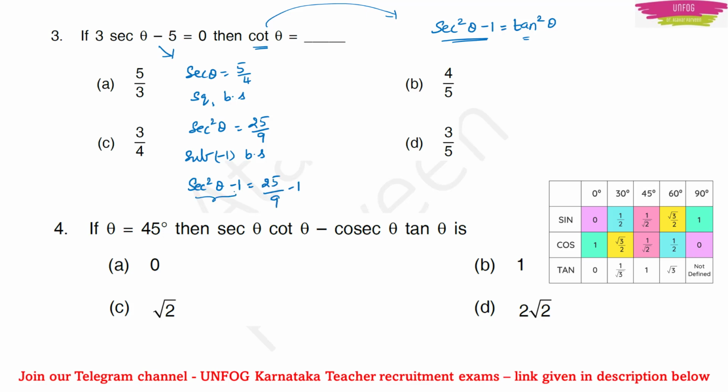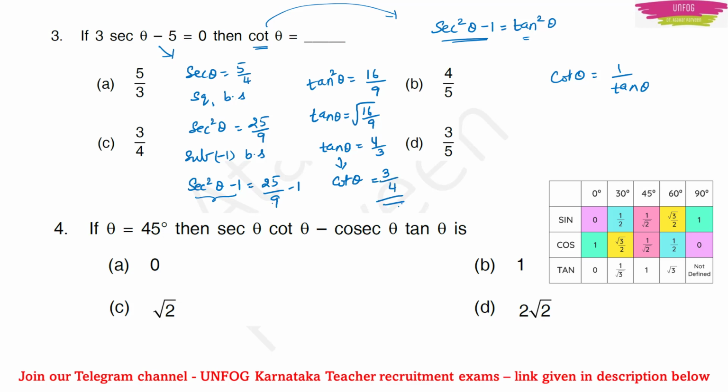Correct? So in the left hand side I will have tan square theta. In the right hand side I will have how much? 25 minus 9 is 16, so 16 by 9. So tan theta will be equal to square root of 16 by 9, or tan theta will be equal to 4 upon 3. If I want cot theta I will have to do the reciprocal because cot theta is equal to 1 by tan theta. If I do the reciprocal I will have 3 by 4. This is the answer. Option C will be the correct answer. Okay. Next.